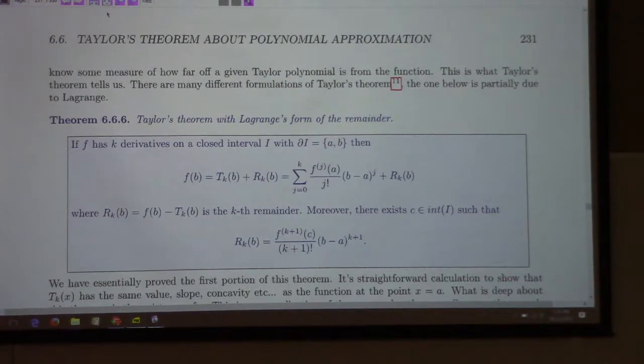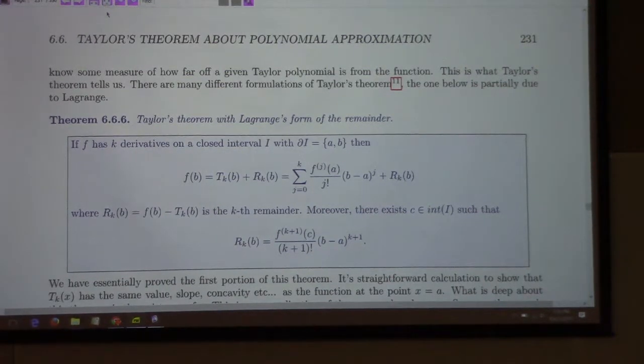Okay, finally, what we're talking about today mostly. Not really, this is just a passing thing. But this is Taylor's theorem with Lagrange's form of the remainder. Suppose you've got a function. It has k derivatives on a closed interval I, and the boundary of I is a and b. So what I'm saying is that the interval is either a to b or b to a. I mean, one comes first or the other.